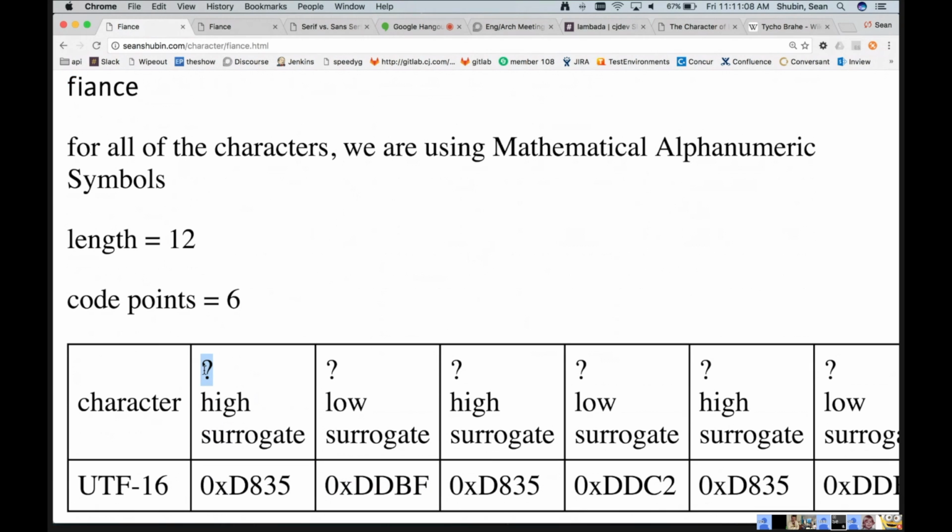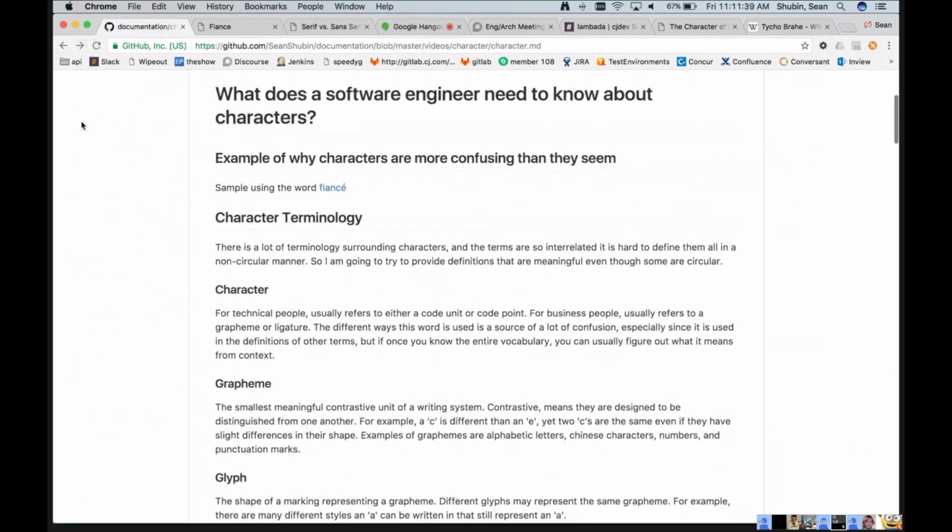And that's actually what I am doing. I'm rendering the individual characters on the screen, and they render as these question marks. That's because what the browser sees is, well, that's half a character. That's half of a surrogate pair. I don't know what to do with that, so I'm just going to put a question mark, because I can't render this without also knowing the low surrogate when I only have the high surrogate. So hopefully that gives you the idea that there's actually some surprising behavior of characters.